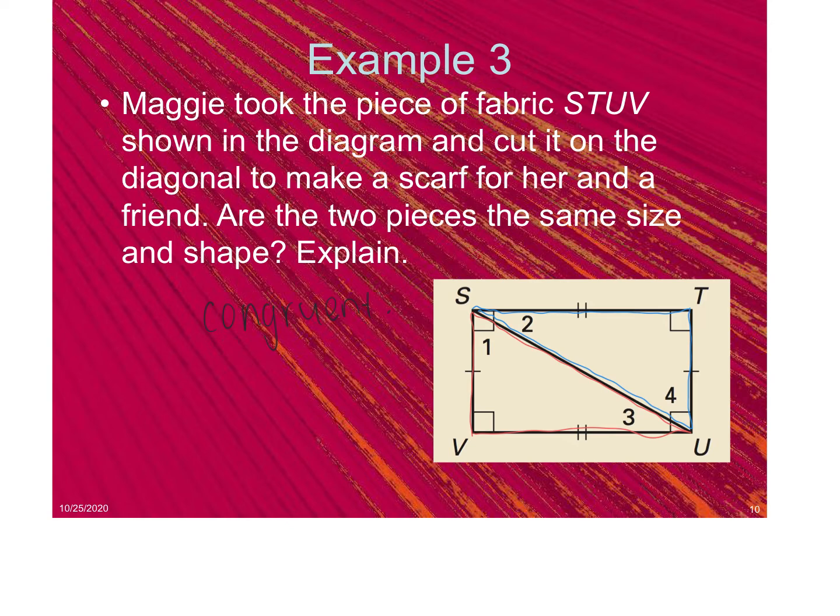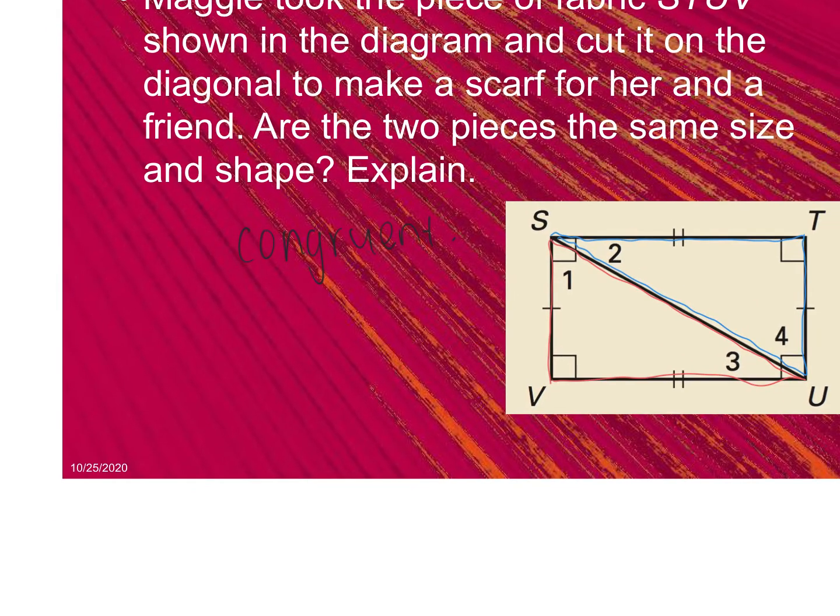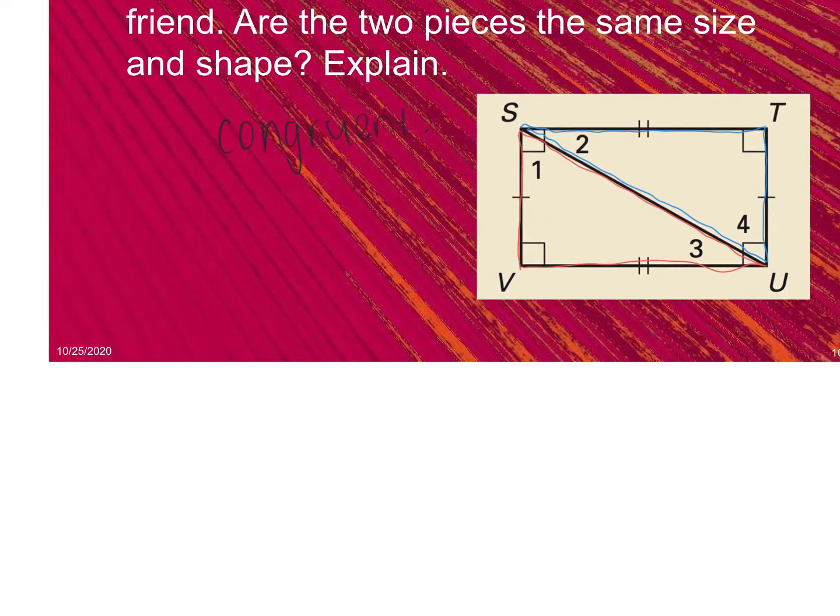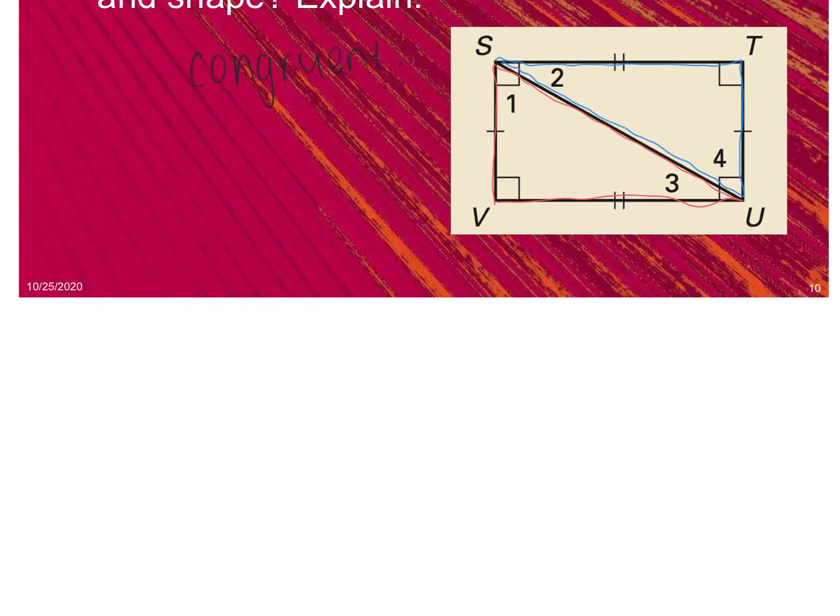So let's start with the sides. Pick any side from the blue triangle and let's match it up to a side in the red one. Cody. ST is congruent to what? VU.